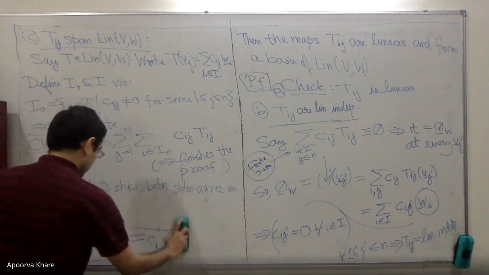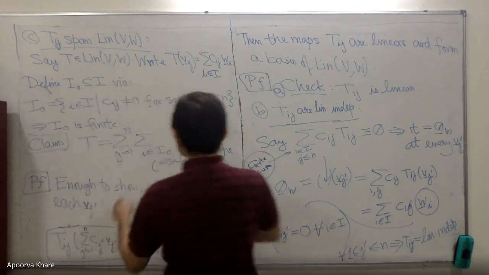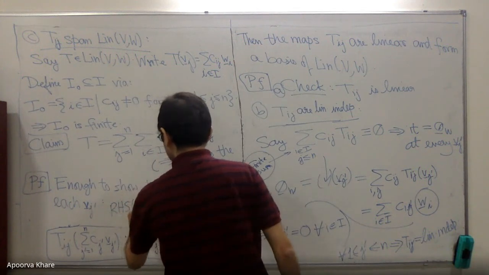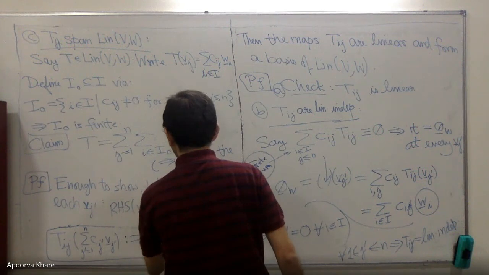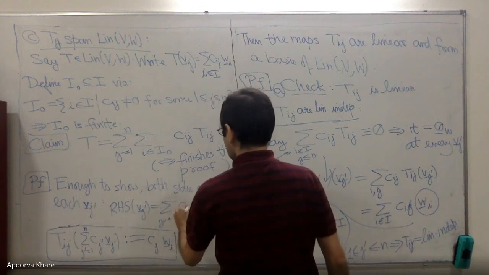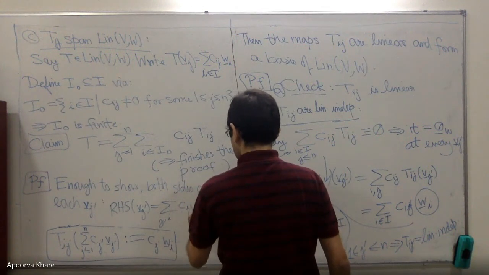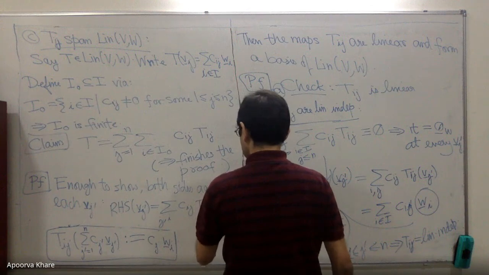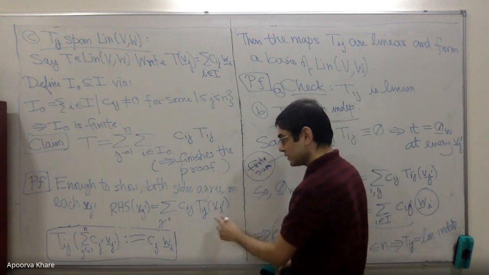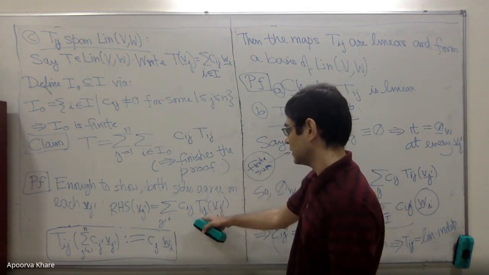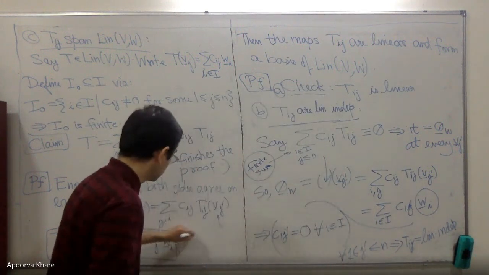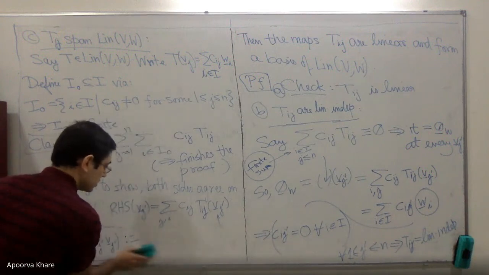So let's calculate. Let's start with the right hand side. So RHS at Vj prime is what? It is the summation over j and i of Cij Tij at Vj prime. But now Tij at Vj prime, once again, j prime is fixed. That means it has to be Cij and then Wi. This is equal to the summation. Now I can delete this.